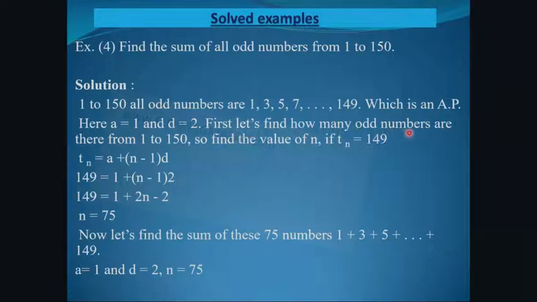Let us find how many odd numbers there are from 1 to 150. So Tn is 149. Tn is a plus (n minus 1) d: 1 plus (n minus 1) into 2. 149 is 1 plus 2n minus 2. So n is 75. Now find the sum of these numbers. Because now we know n is 75, a is 1, and d is 2, we can use the formula and easily find the value of Sn.